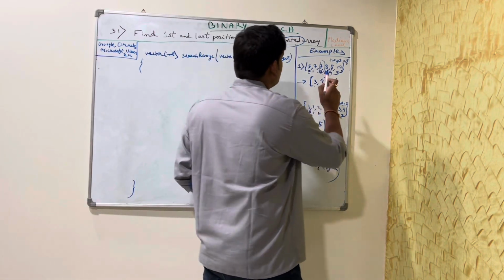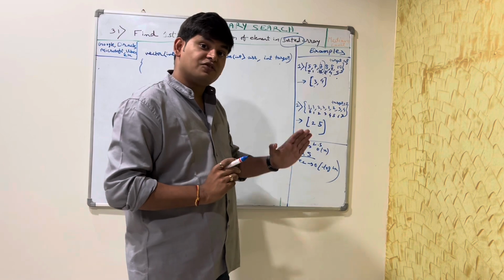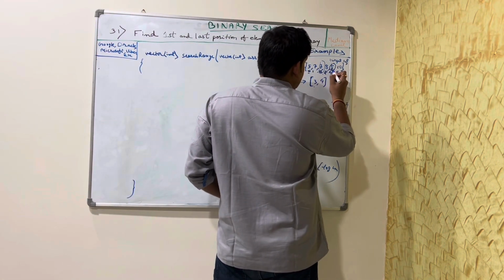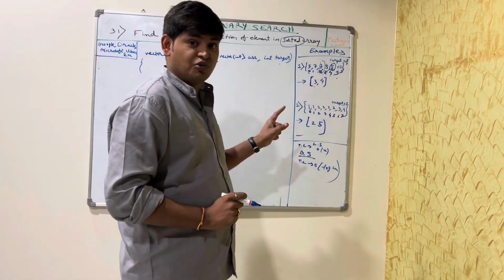But how will we solve the problem when we need to find its first occurrence? For example, here we found the element 8 at the 4th place, but this was not its first position.